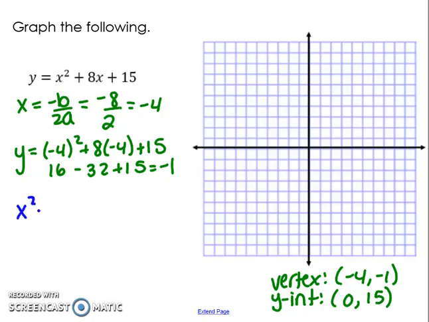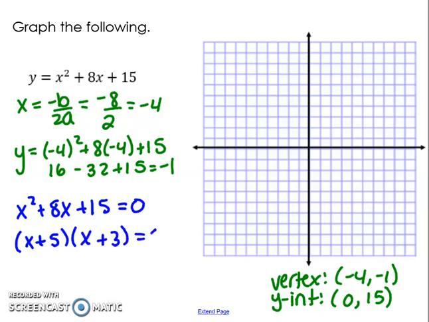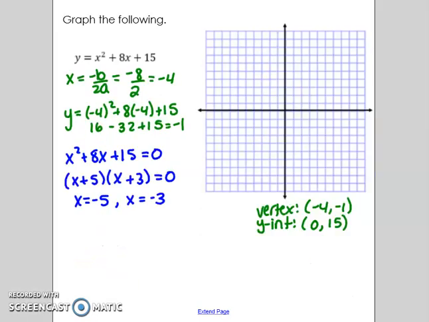So we're going to set this equal to 0, and first we'll see if we can factor. So, multiplies to 15 and adds to 8. We can factor that: x plus 5 and x plus 3. We're going to set each factor equal to 0. So negative 5 and negative 3. Because it's asking for the x-intercepts, we want to make sure that we write our answers as points. So we have negative 5, 0 and negative 3, 0.